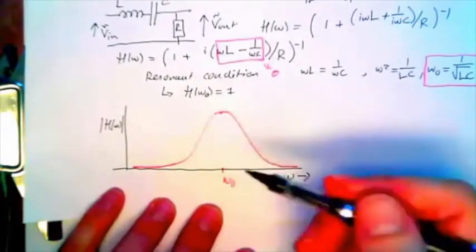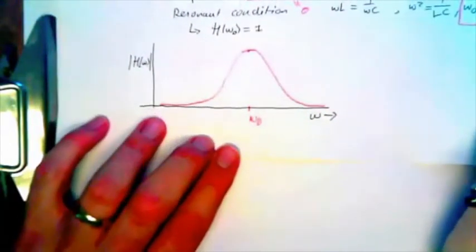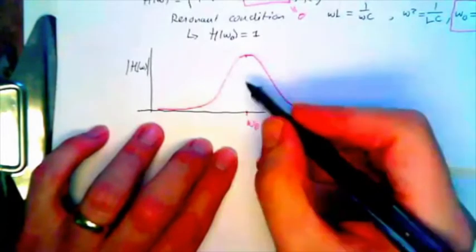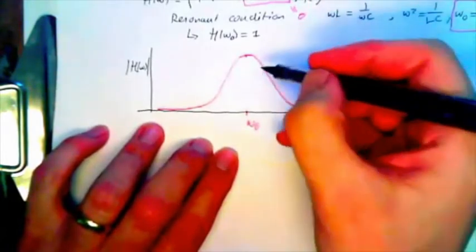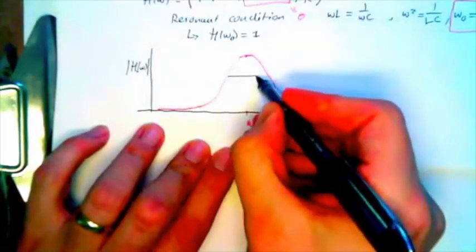Now we have qualitatively what this curve looks like. Now let's do this quantitatively. So the first question we can ask ourselves, okay, how wide is this peak?